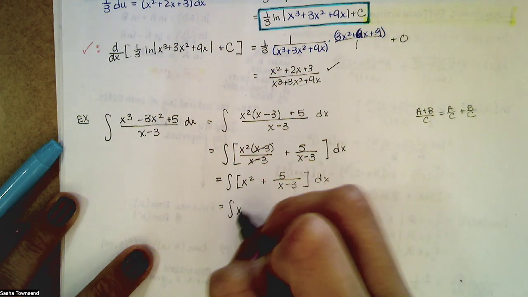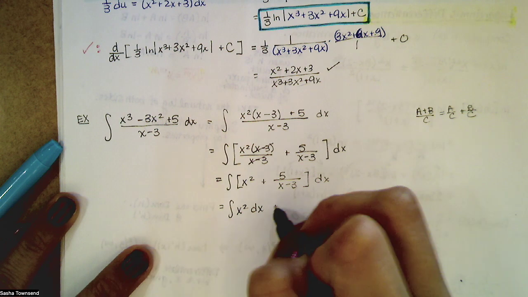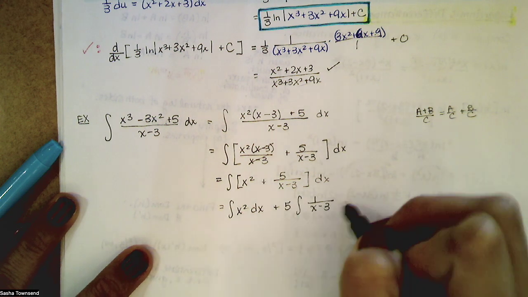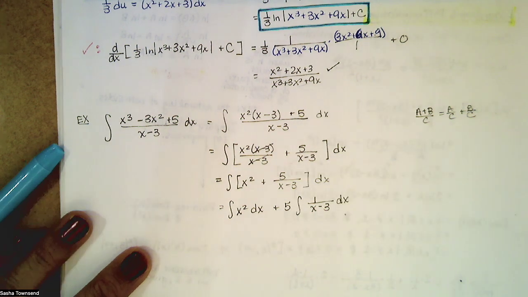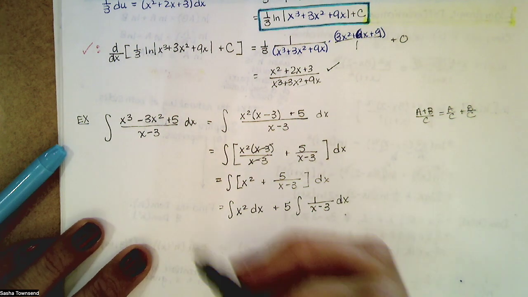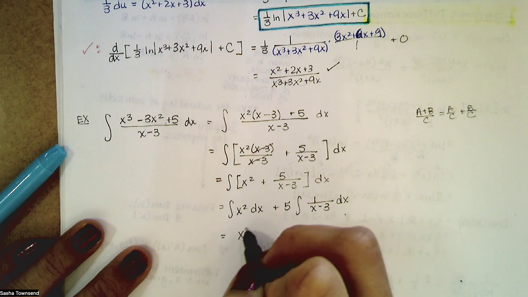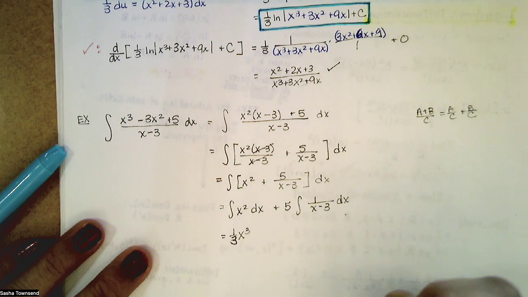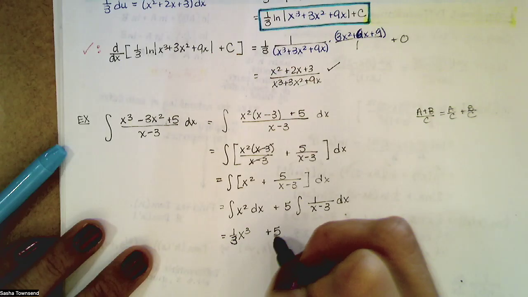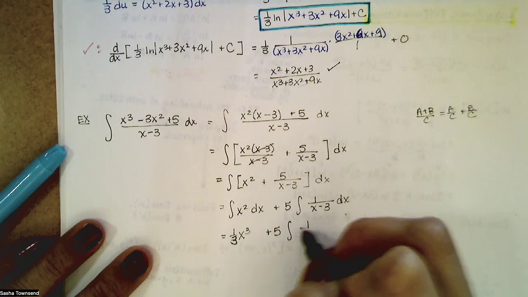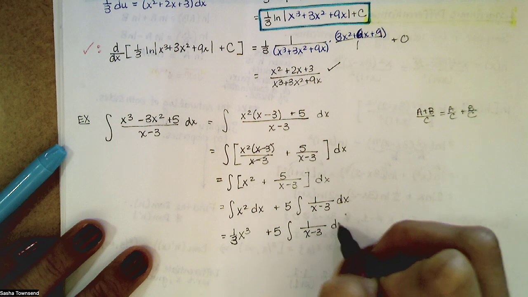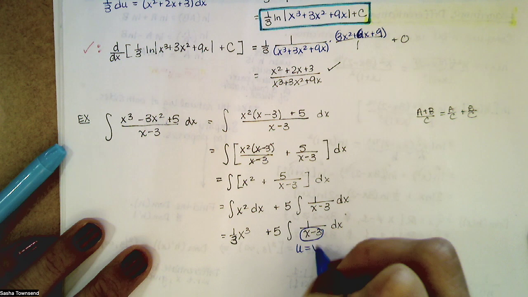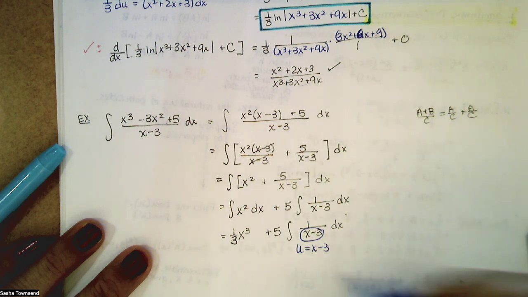So we'll have the integral of x squared with respect to x plus, I'll factor out that 5 times 1 over x minus 3. The integral of that function with respect to x. This one is just a power rule. So add 1 to the exponent and divide by the new exponent. And then for this one, bring the 5 down, and we'll use a u-substitution. So what is our u? Well, u should be that x minus 3. And then we'll have a 1 over u there.